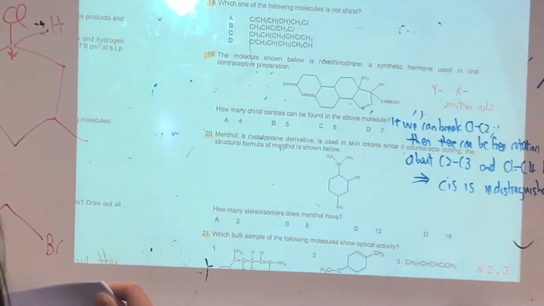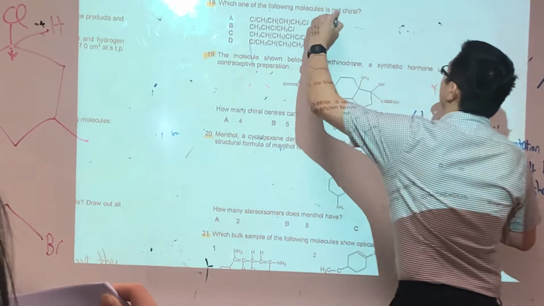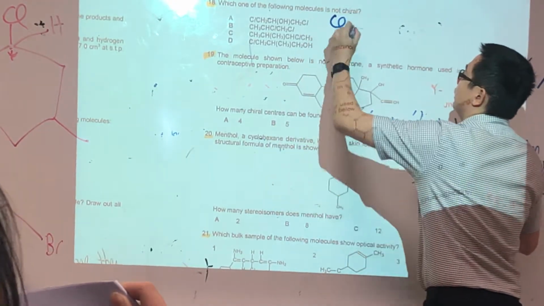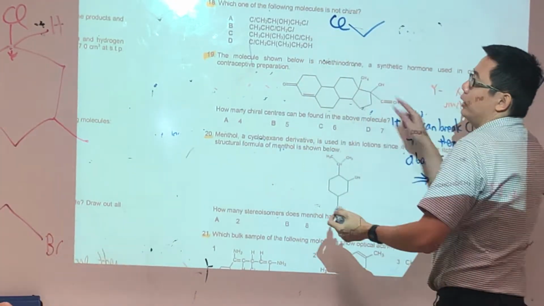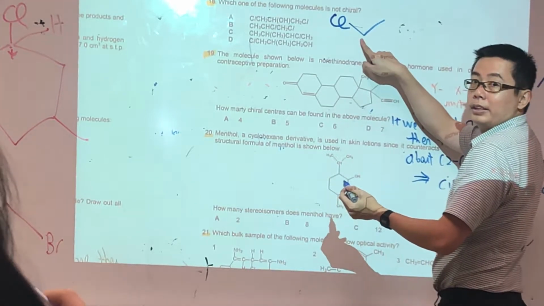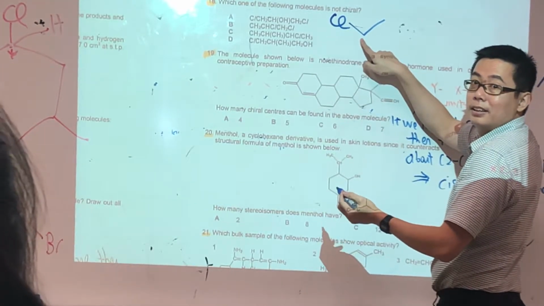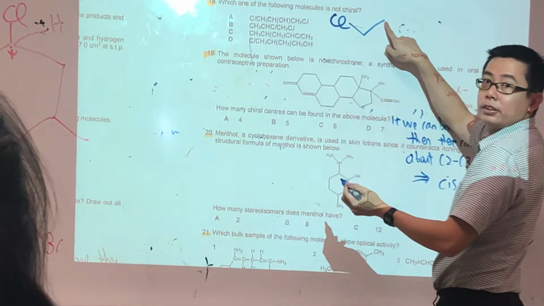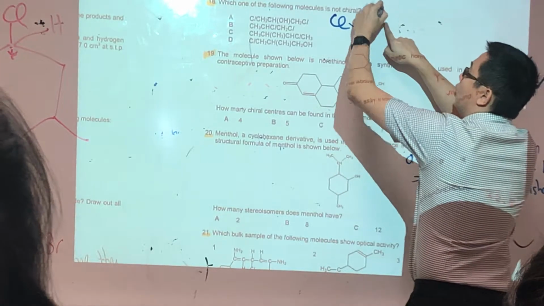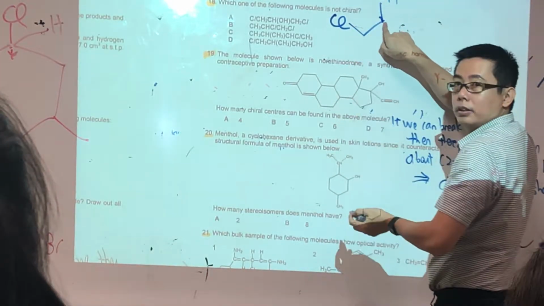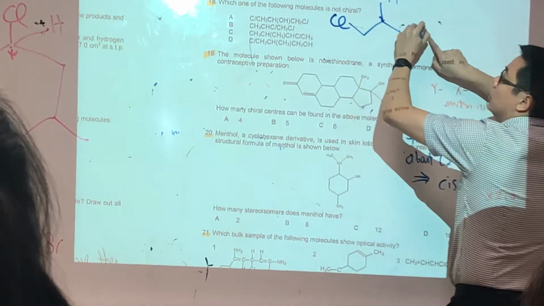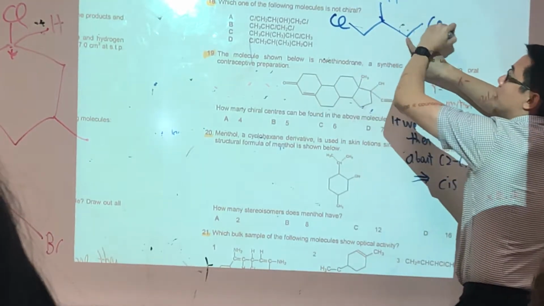Now let me translate A to skeletal. It starts with a Cl, correct? We go on to a CH2, agree? Then we go on to a CH, which is bonded to an OH. And we go on to a CH2, and we conclude with a Cl.